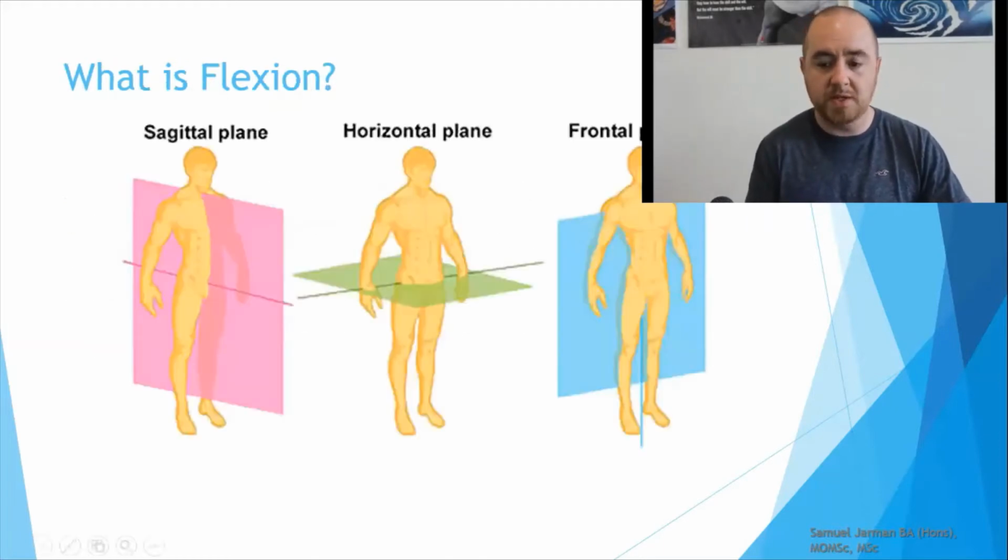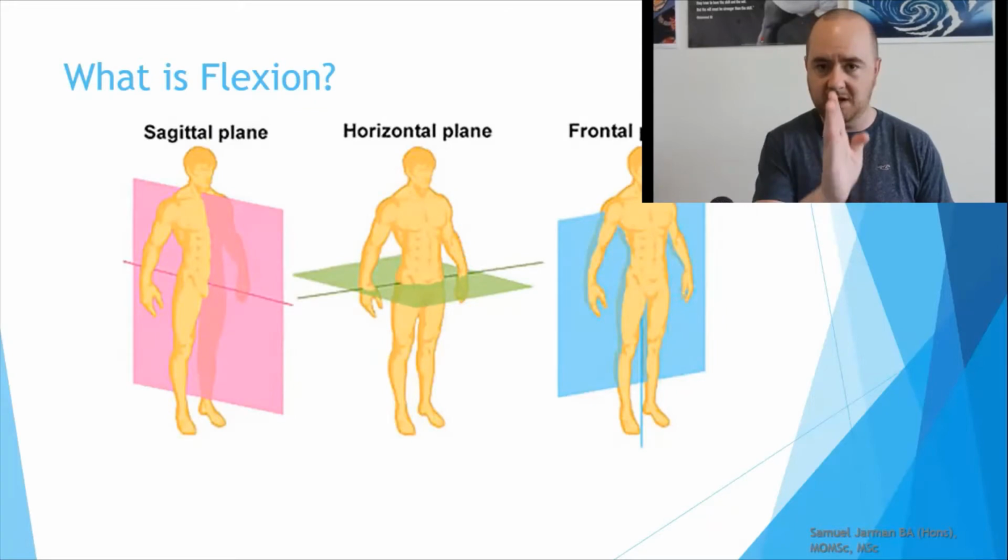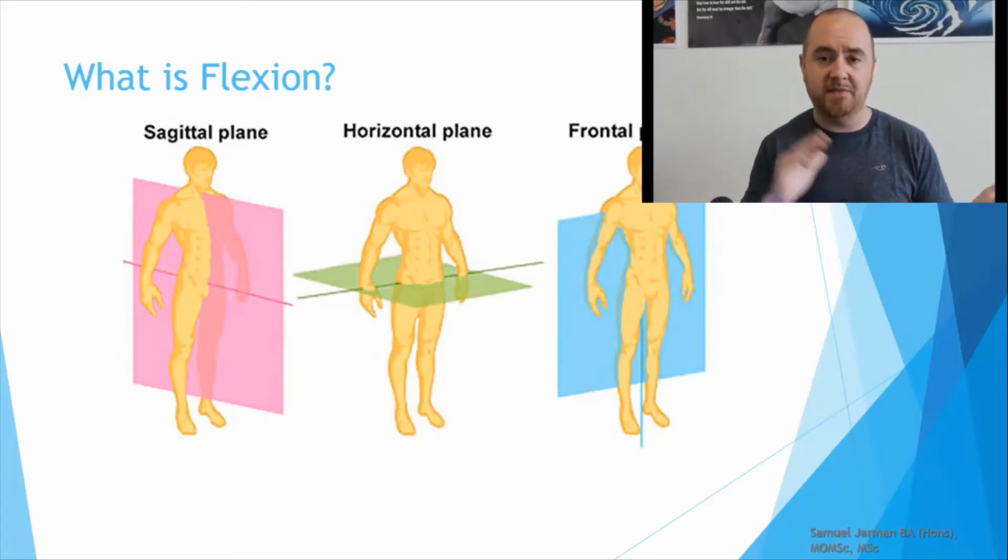All right, so as far as planes and axes, the three cardinal planes, generally speaking, cut the body into 50% pieces. The sagittal plane cuts the body into 50% left, 50% right, so straight down the middle. The horizontal or transverse plane cuts the body 50% top to bottom. The frontal plane cuts the body 50% back to front.